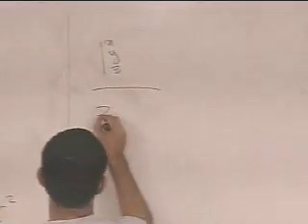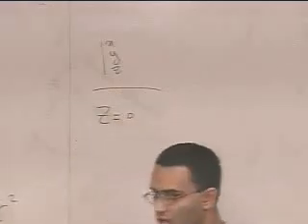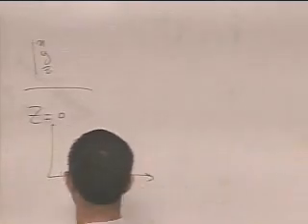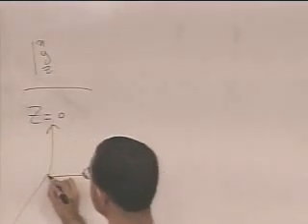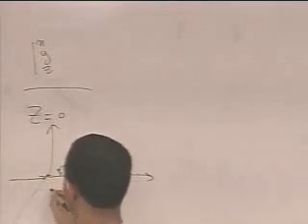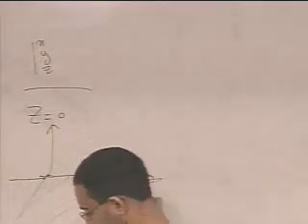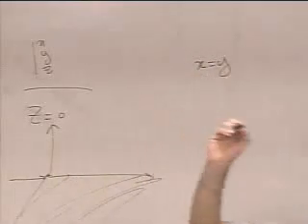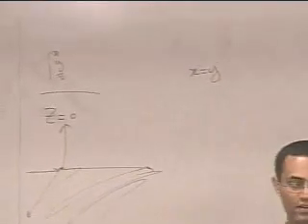So if you have an object called z equals 0, what's that object? It's the whole plane, exactly. It's the plane whose height is 0. So if you have x equals y, what's that? It's a 45 degree plane. Okay.